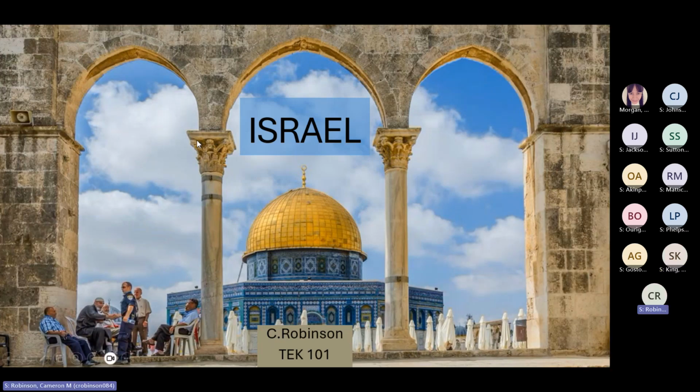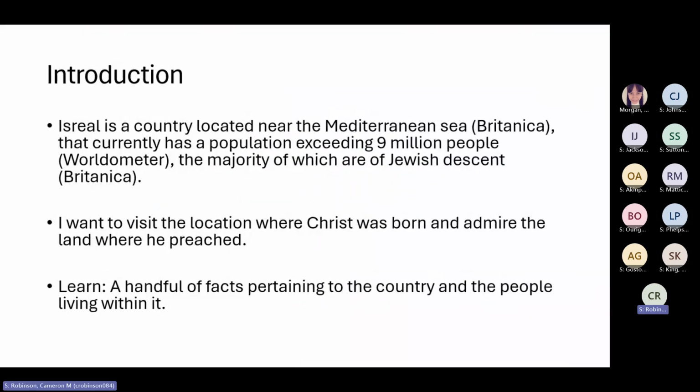So that was a horn that is frequently played in Israel. Israel is a country located near the Mediterranean Sea. It currently has a population exceeding 9 million people, the majority of which are of Jewish descent. I want to visit the location where Christ was born and admire the land where he preached. I hope that you learn a handful of facts pertaining to the country and the people living within it.